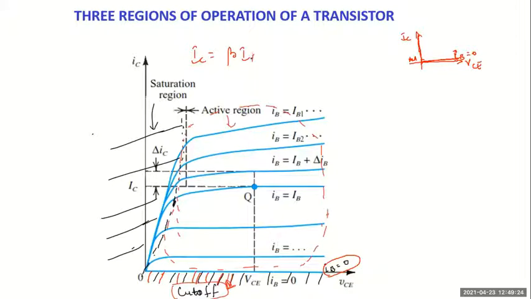What is the expression for IC? Beta IB plus the reverse saturation current. The exact expression for IC is this. So even if the base current is 0, IC will have a very small current due to the reverse biased collector base junction, or the reverse saturation current. That's why the characteristic curve will be slightly above the axis.